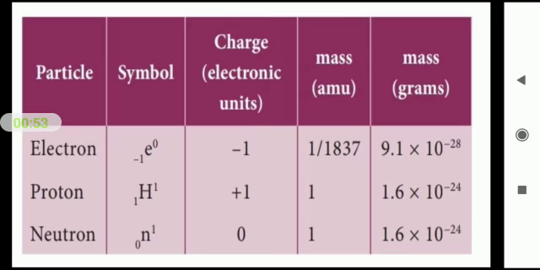Protons are positively charged particles. Neutrons are uncharged particles, so the charge of a neutron is 0. And electrons are negatively charged. The negative charge of one electron balances the positive charge of one proton. Both protons and neutrons have a mass of 1, while electrons have almost no mass.